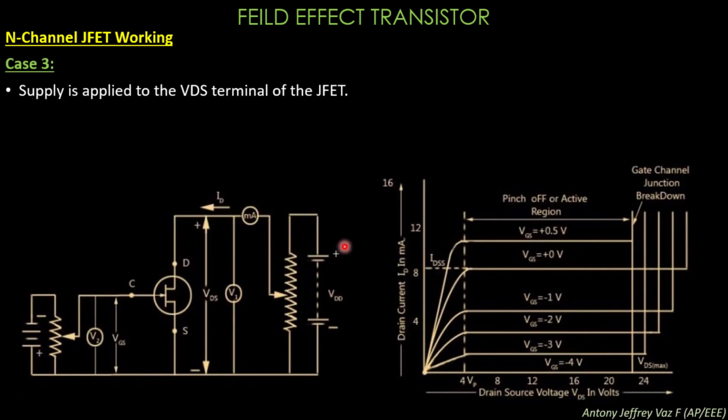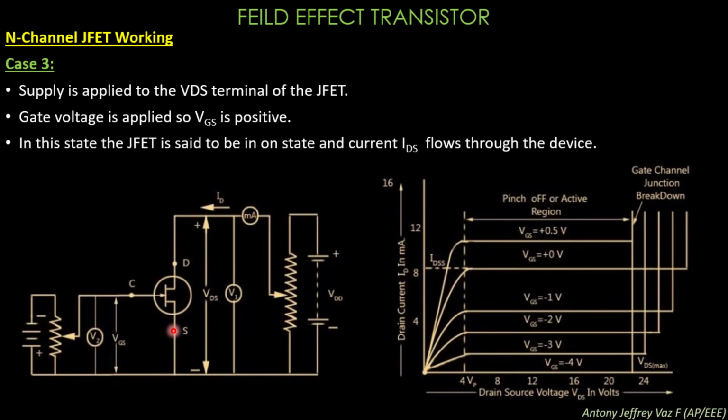Similarly, in case 3, the supply voltage is applied to the VDS terminal of the JFET, and the gate voltage VGS is positive. In this case you may see the battery connected across the gate, so that the voltage is applied to the gate terminal of the JFET. This causes the current ID to flow through the resistance and into the device, so the FET is turned on. In this state the JFET is said to be in the on state and current IDS flows through the device.